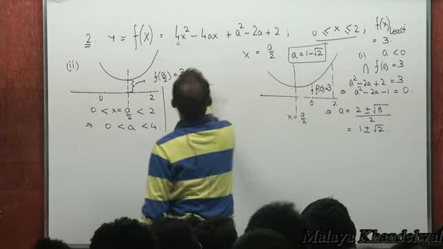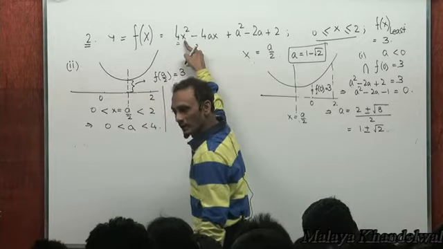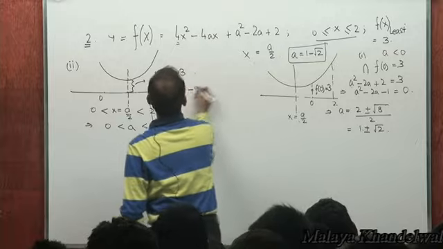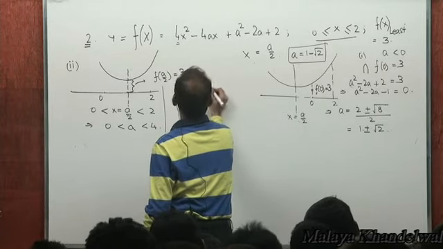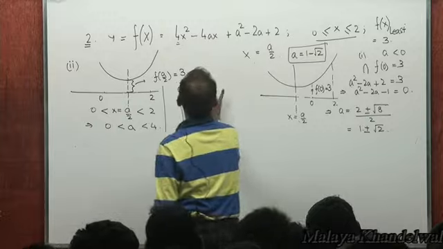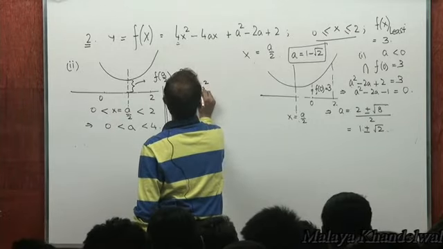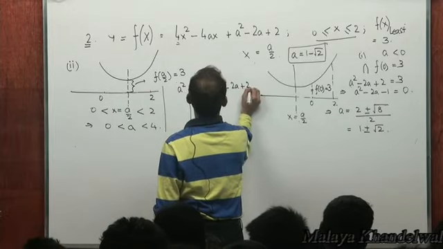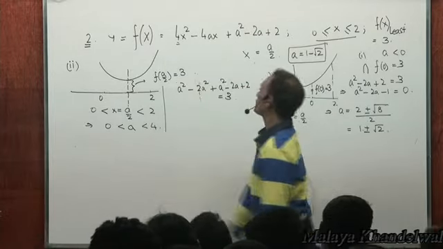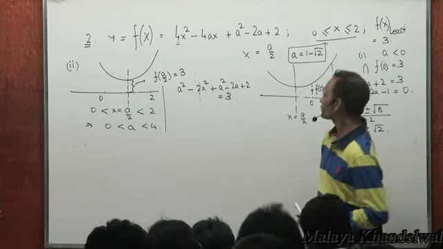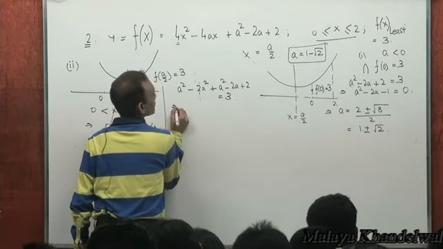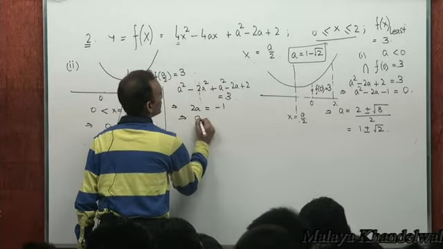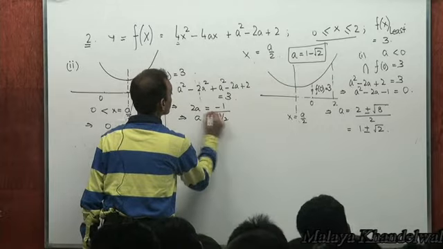So f of a by 2 equal to 3 means this is a squared by 4. So this will simply become a squared. So a squared minus 4a squared minus 2a squared plus a squared minus 2a plus 2 must be equal to 3. Yes or no? That gives me 2a equal to minus 1, or a equal to minus half.